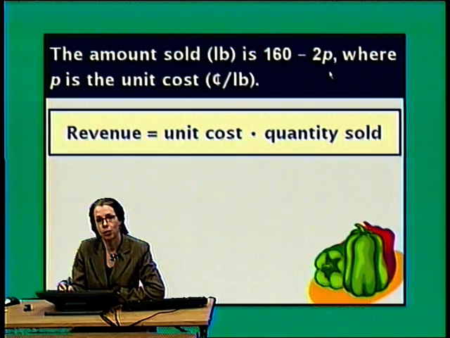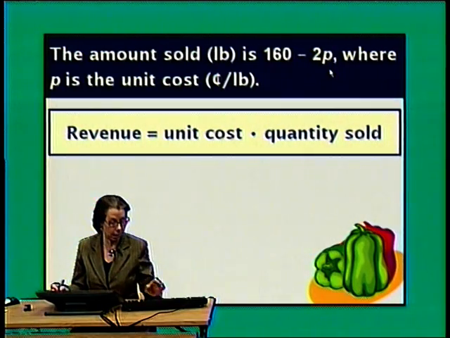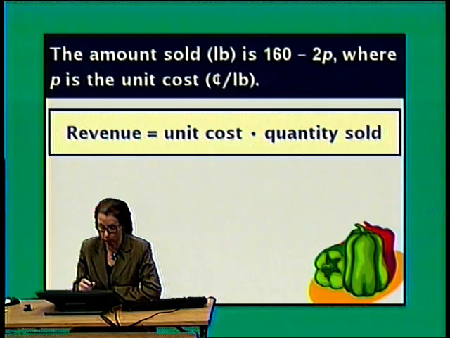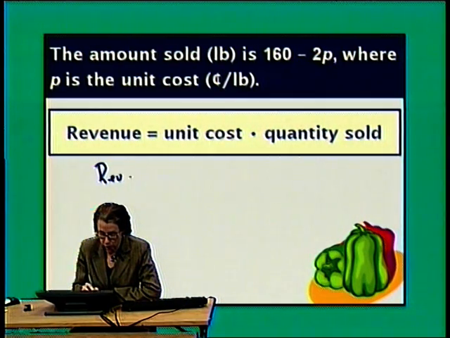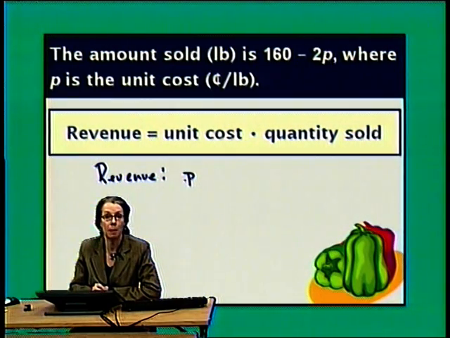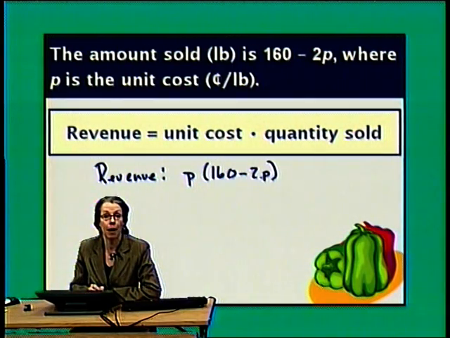Now what we've been asked to do is to write a formula for the revenue to figure out what the selling price of the peppers was when the market made a revenue of $32. So let's do that. So revenue is unit cost times the quantity sold. So in this situation, the formula we're going to use for revenue is going to be the unit cost, p cents per pound, times 160 minus 2p pounds.